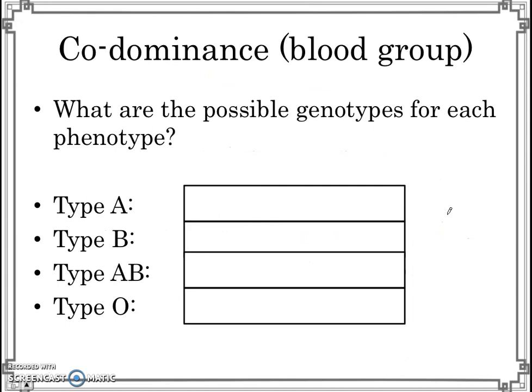So with this in mind, it's also helpful to know what the possible genotypes are for each phenotype. So if a person is type A, blood type A, he actually has two possible genotypes.